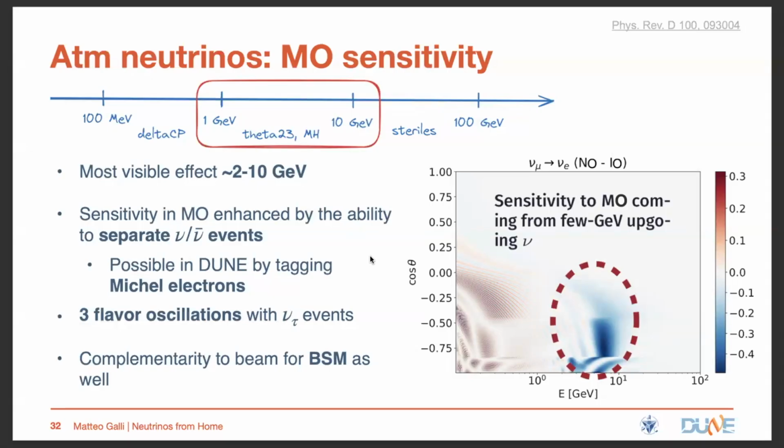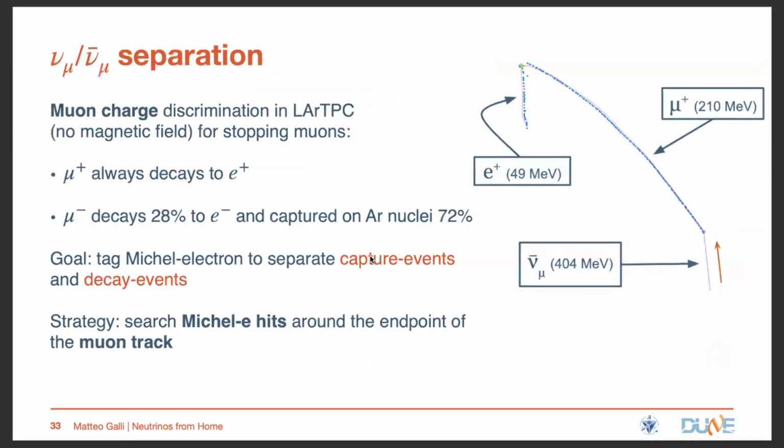Sensitivity increases if we are able to distinguish neutrino events from antineutrino events. And since there is no magnetic field, this is possible in DUNE by tagging Michel electron events. The possibility of making this distinction in DUNE is currently part of my work on atmospheric neutrinos, so I will spend a couple of slides on this topic.